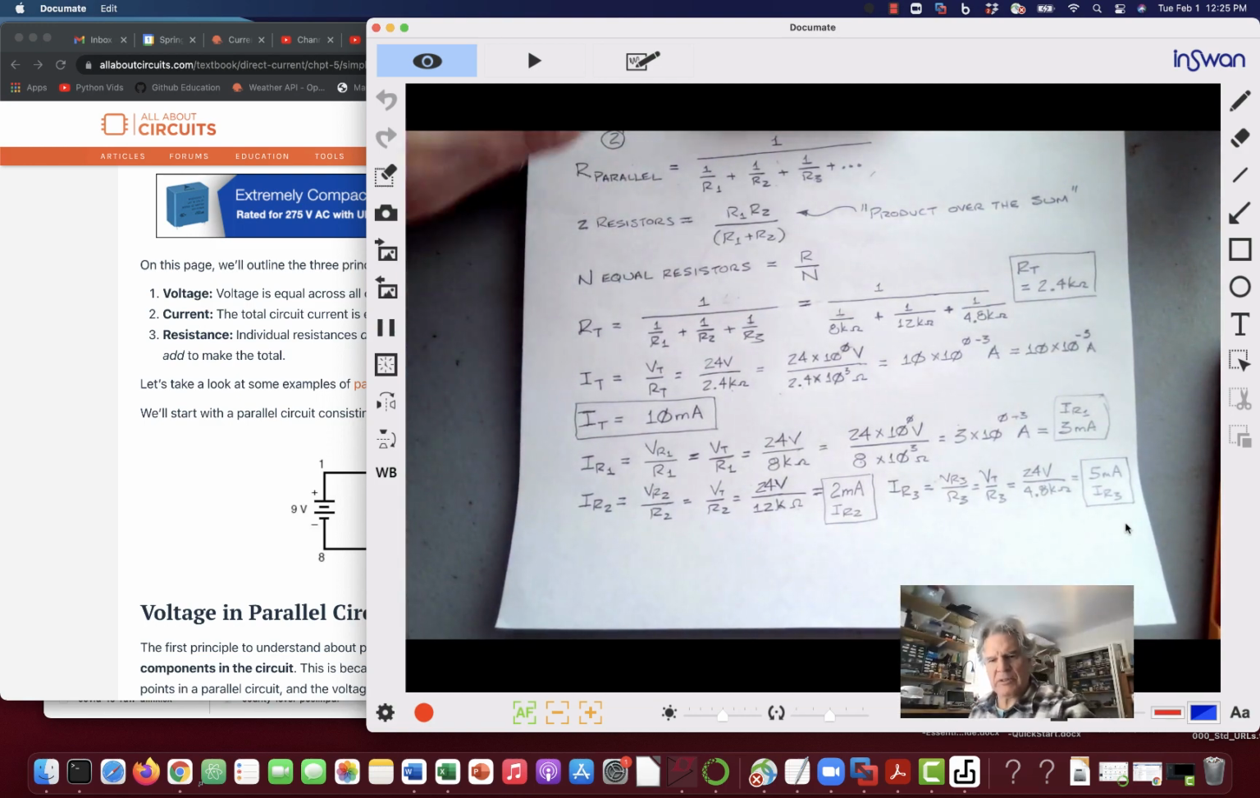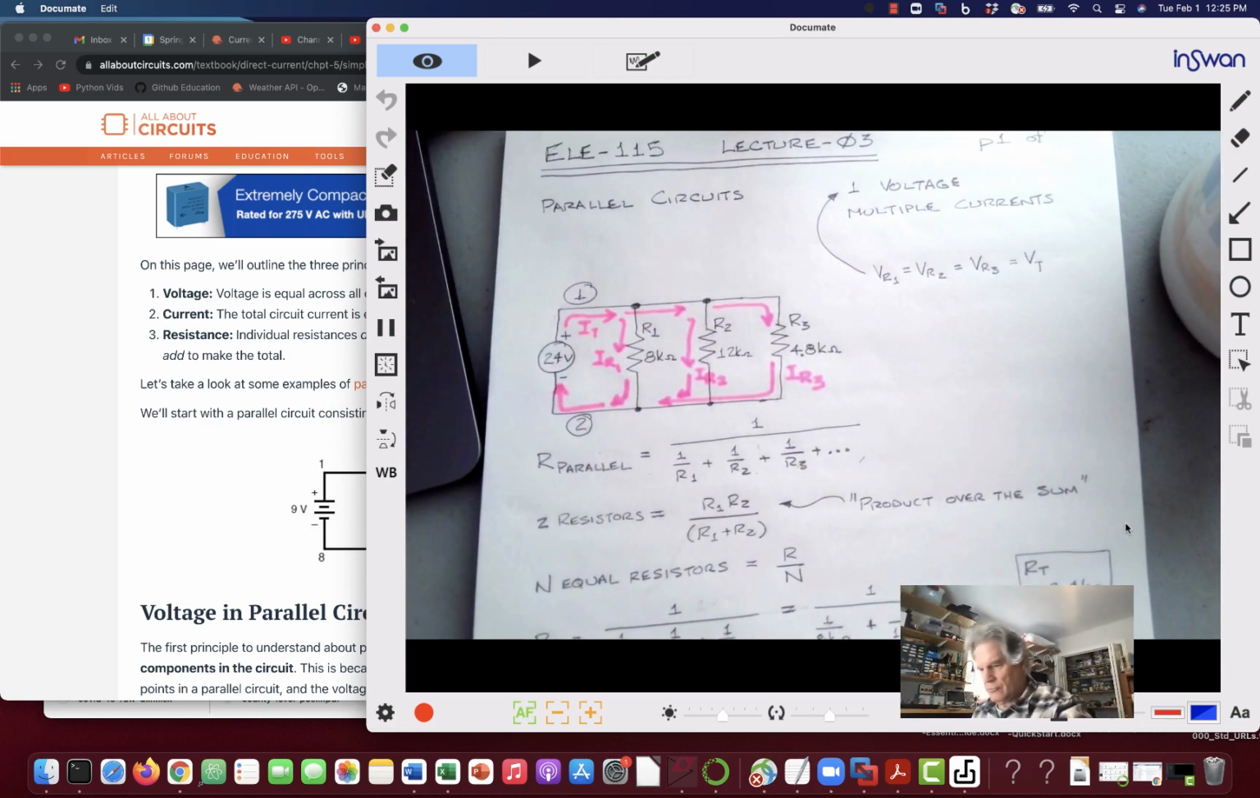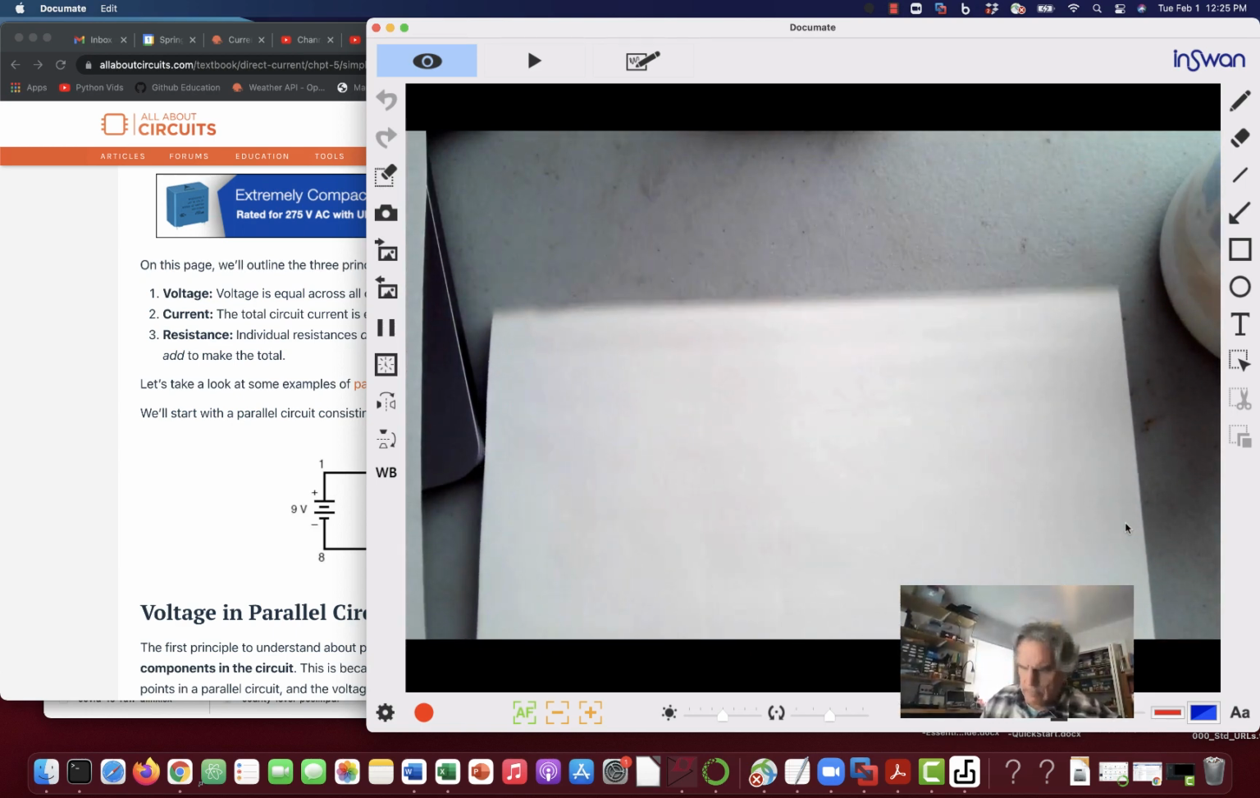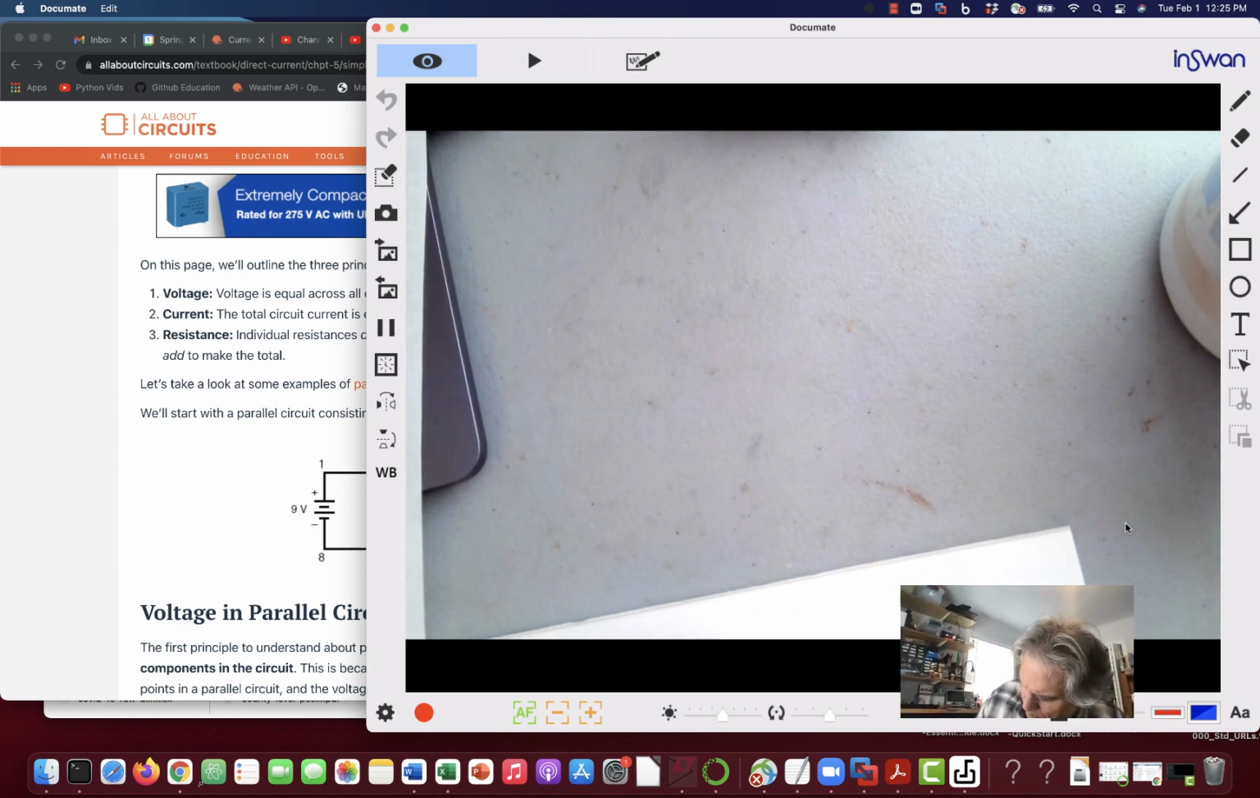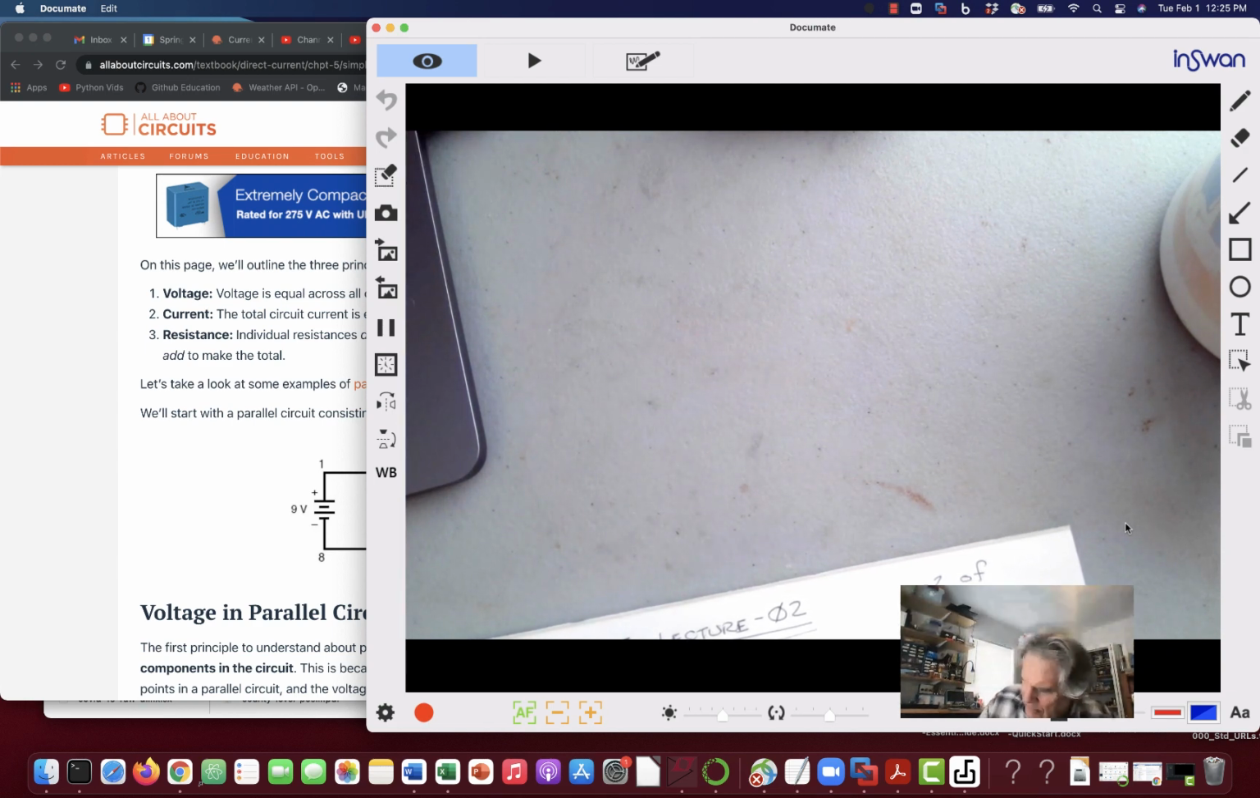Okay, and so I'm going to change pages here for a minute. And this will be ELE 115 lecture 2. And this will be page 2 of, I think there's only going to be 2 pages here because we're just doing this parallel circuit.